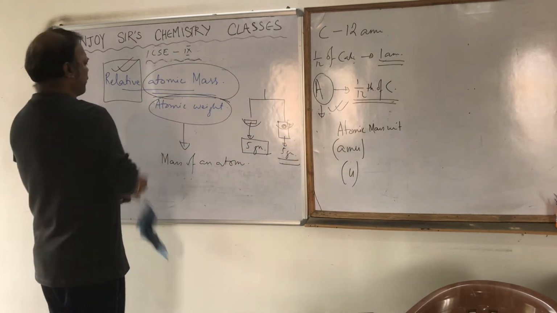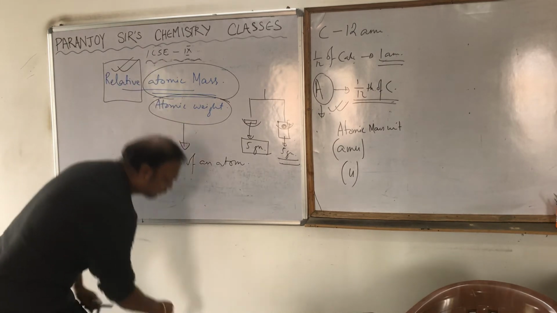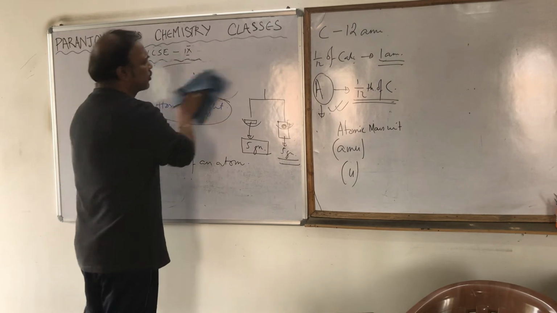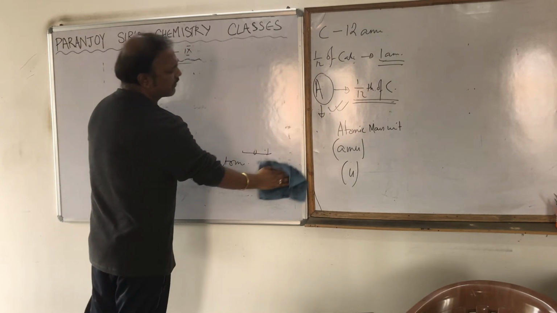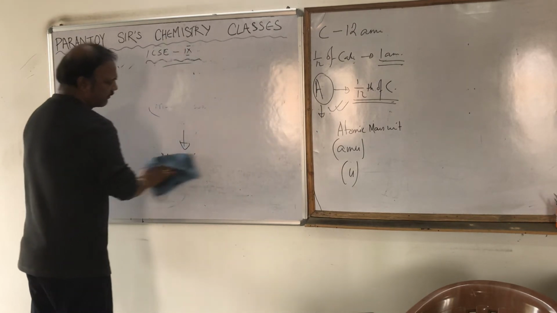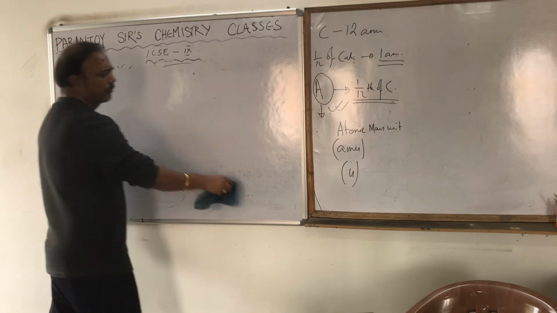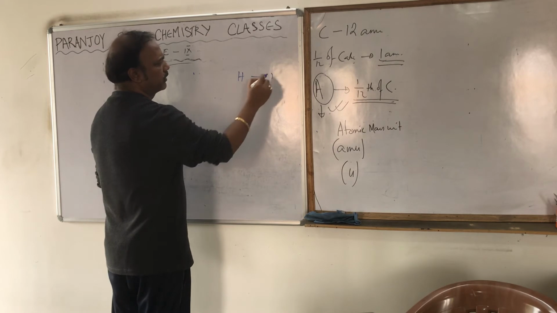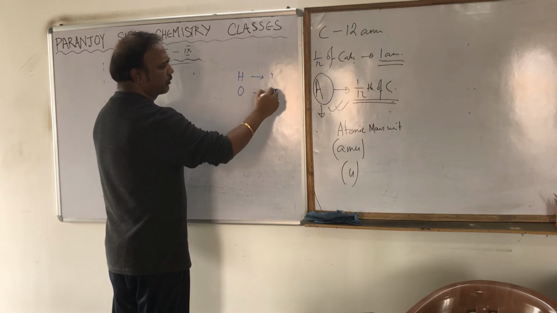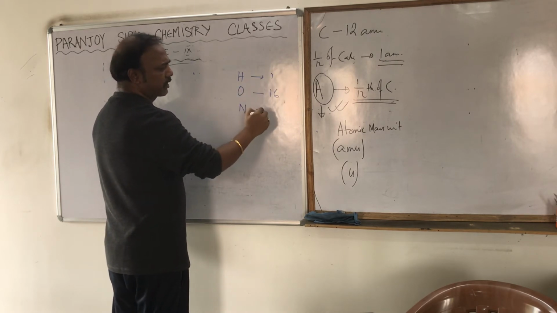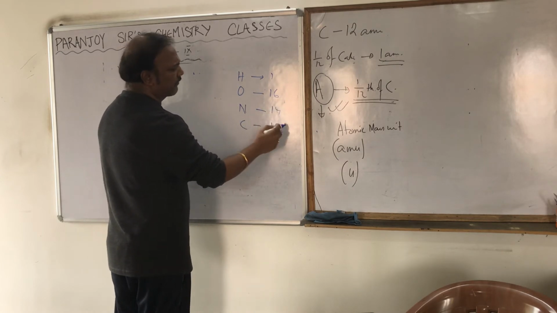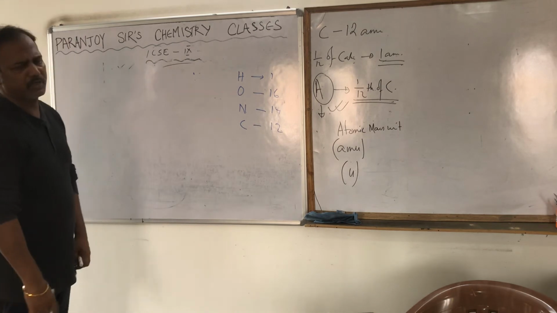So that's the first topic, and that was the most important one out of these 4, because if you understand this, there is nothing else. Atomic masses will be given to you. It's not that you have to remember them. But some very common ones you have to know: hydrogen's atomic mass is 1, oxygen's atomic mass is 16, nitrogen's atomic mass is 14, and carbon's atomic mass is 12. Some common ones you have to know.